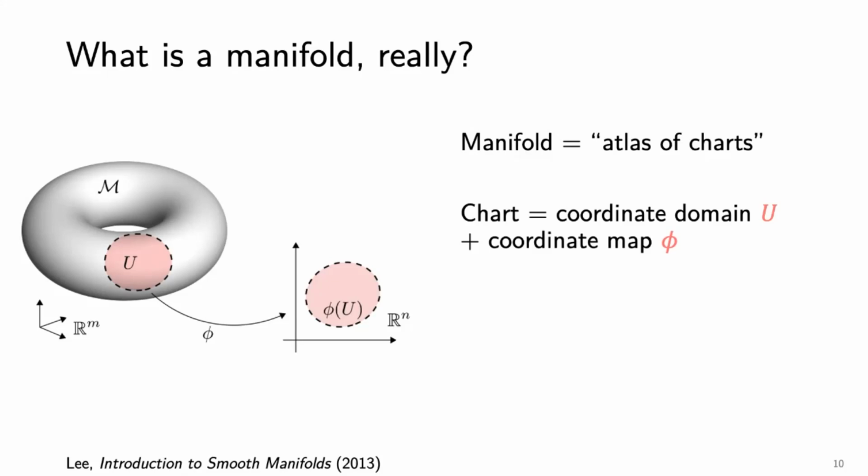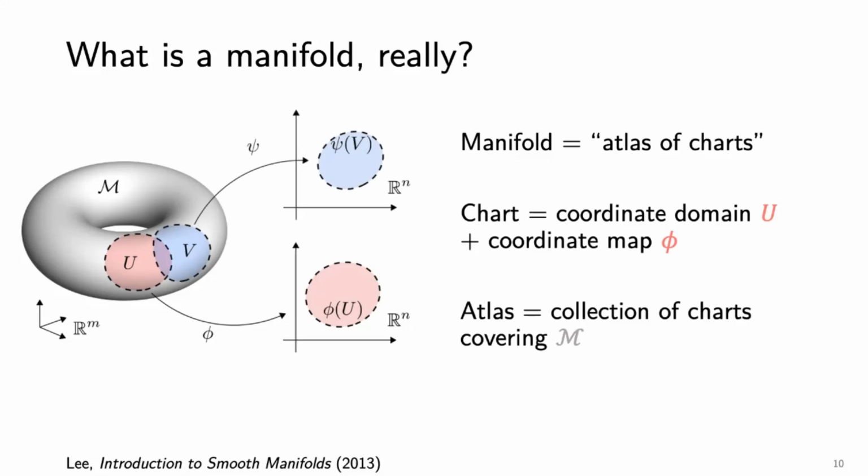And then an atlas is just a collection of charts whose coordinate domains cover the manifold. So in addition to this red one, we might have a blue one, and you can keep adding more and more until they cover the entire manifold. Okay? A key property of these, which will be especially important for dynamical systems, is that we can transition between the low dimensional representations where they overlap.